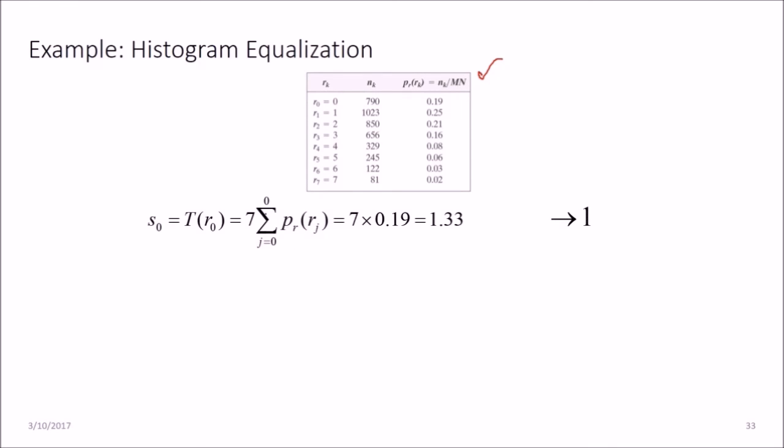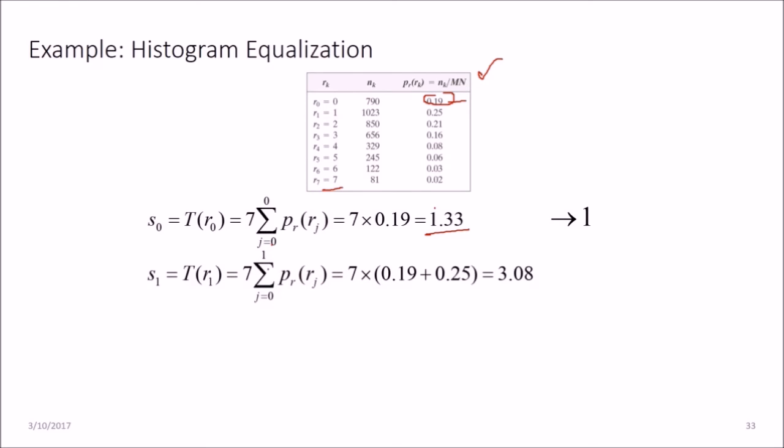The next step is, what is the next step? We multiply the level. What is the level? That is 7. So we multiply 7 by 0.19. That is 7 into sigma j equal to 0 to 0 of PR(rj). In the first case, it will be 0.19 only. That is, we will multiply 7 by 0.19. That will be 1.33.